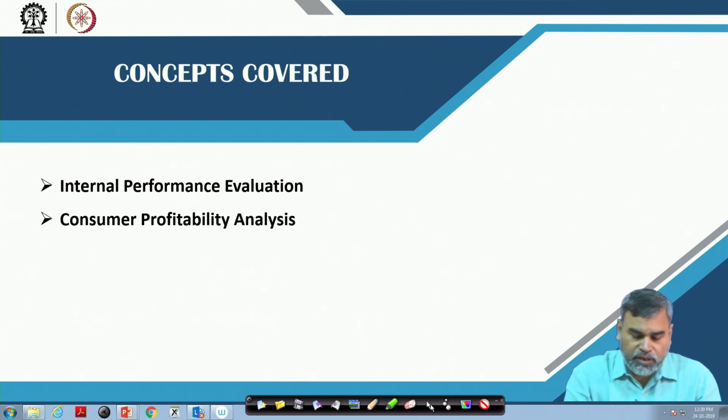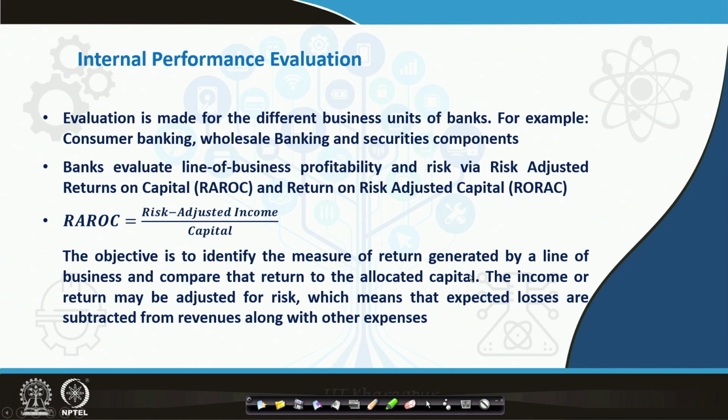Here, what we do in this case, I already told you what exactly this internal performance evaluation is. The internal evaluation is made for the different business units of the banks. Whenever you talk about loan quality, we are talking about the total loans, out of them how much is considered as NPA and how much is not considered as NPA. These are the aggregate measures of loan quality.